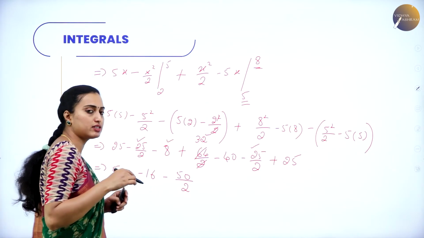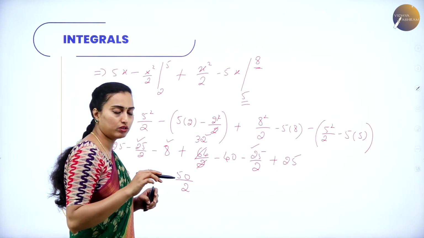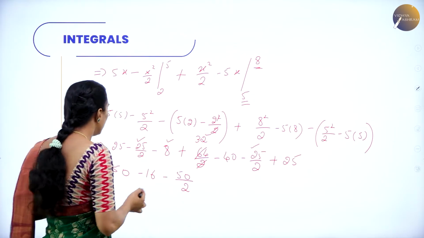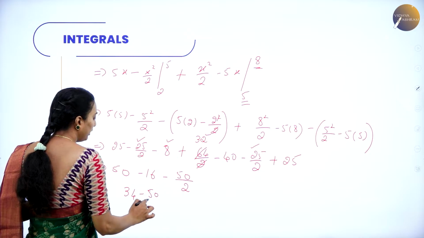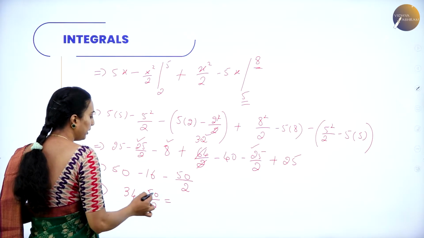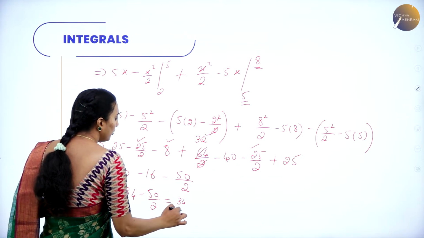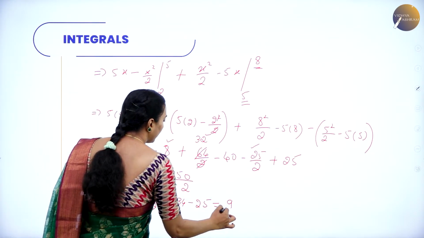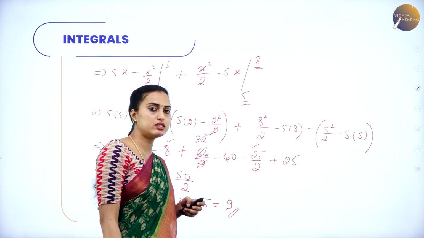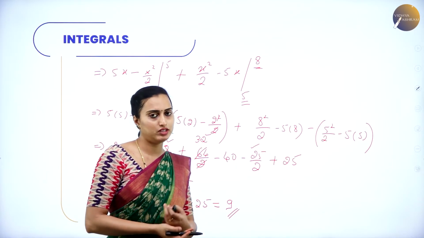Now 50 minus 16 gives you 34. 34 plus 16 is 50, isn't it? So 34 minus 50 divided by 2. Otherwise, you can have 50 by 2 is nothing but 25. So 34 minus 25 gives you the answer 9. And this is your final answer you can have for this problem, dear students.